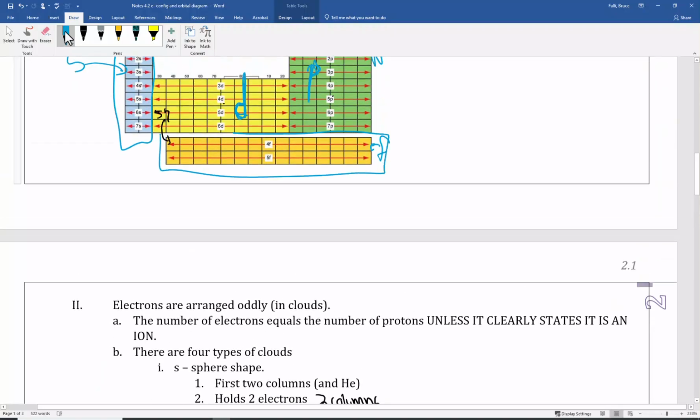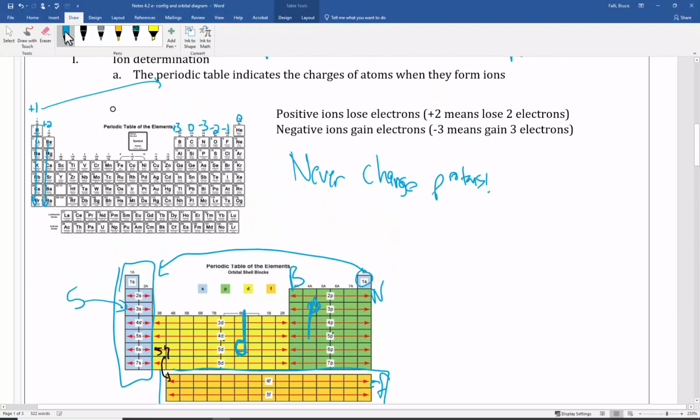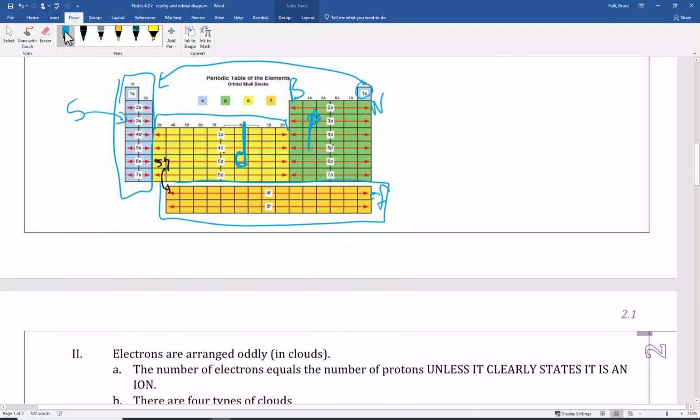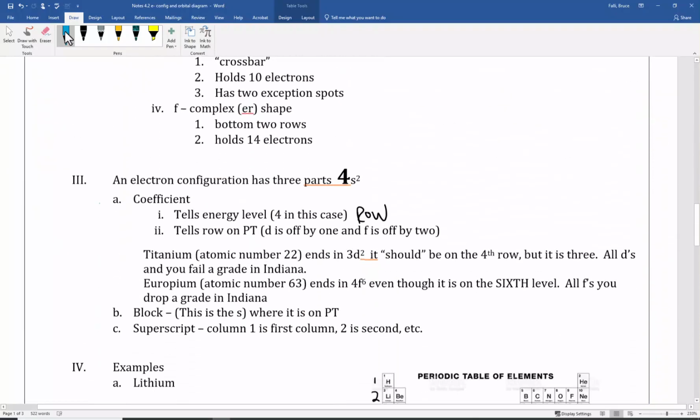So if you count the columns on your periodic table, you'll be able to see how this has 1, 2 columns. That's why there's 2 in the S's. The P, that holds 6. The D, that's 10. You can count them if you want to. I'm sure you're good at counting. I'm good at counting too.